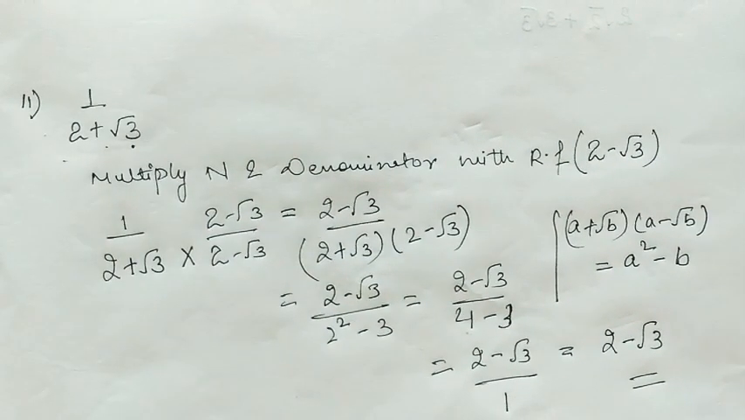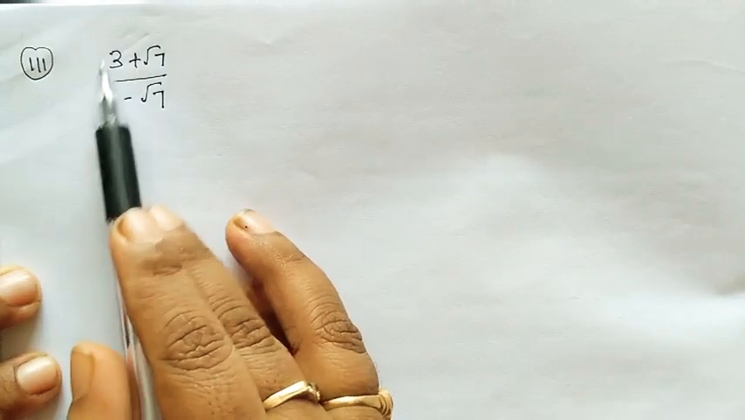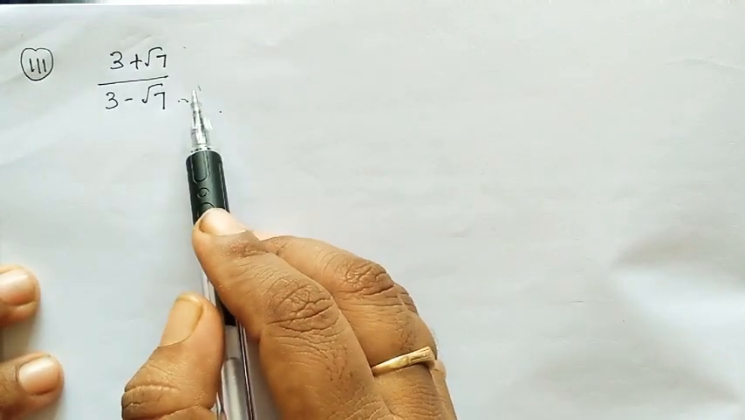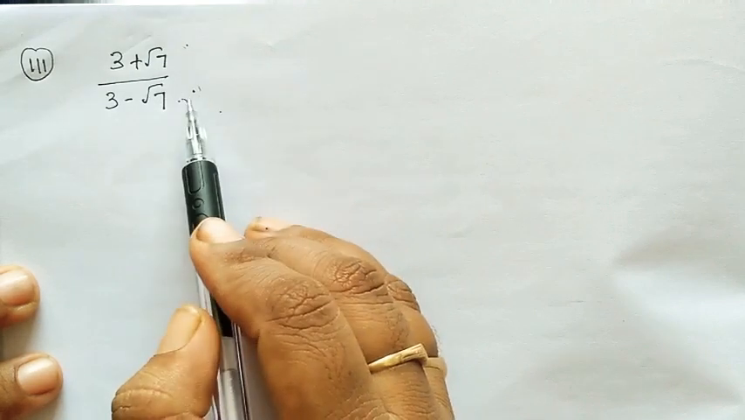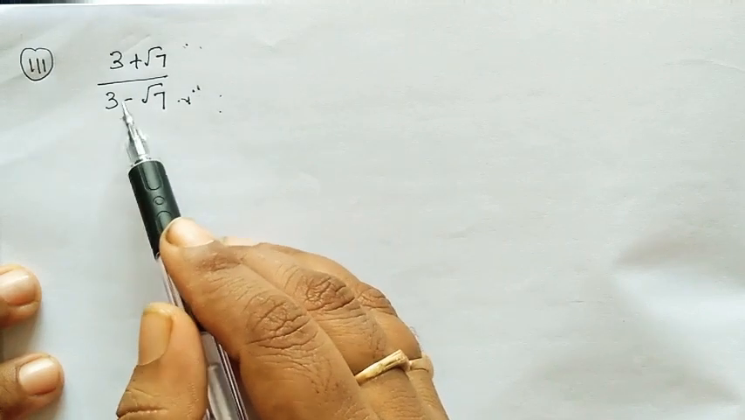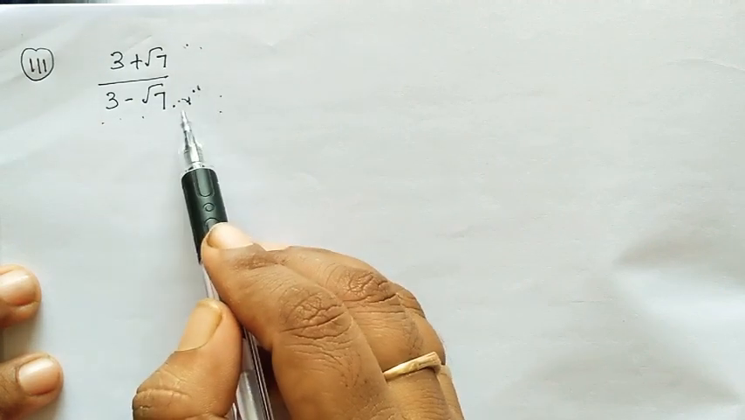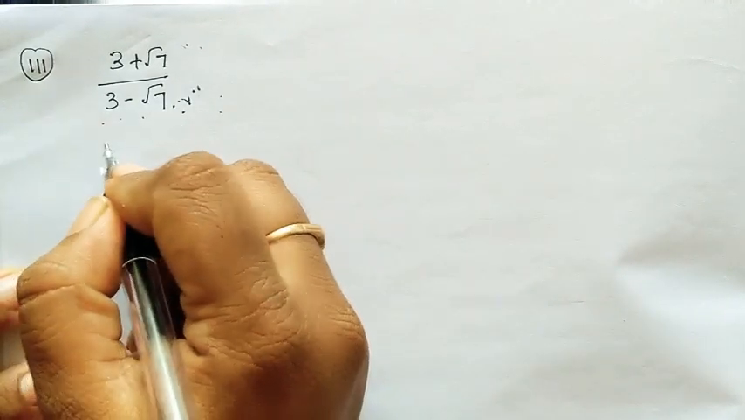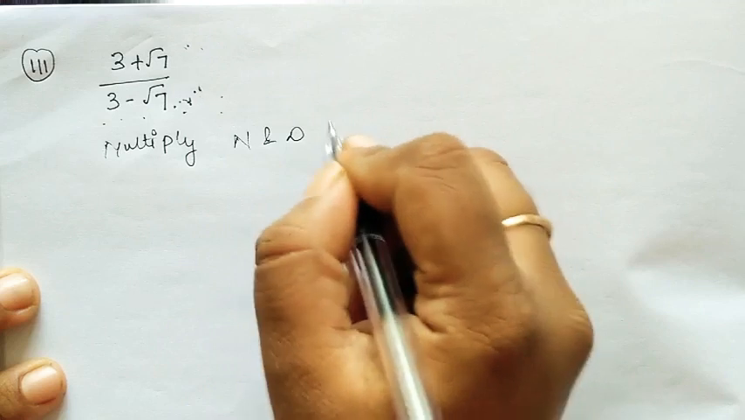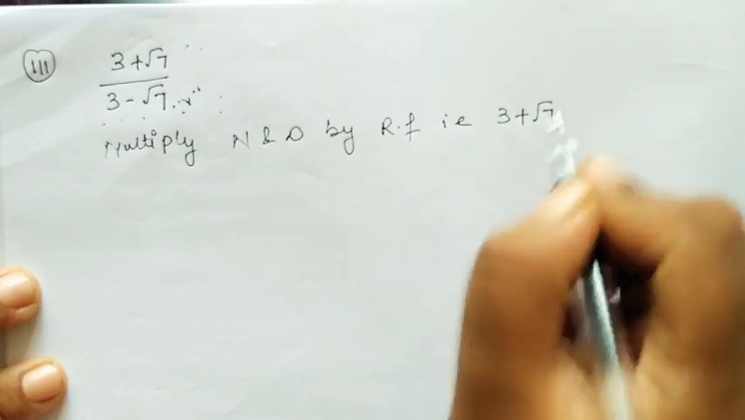Okay, to make you more clear, I'm just going to solve 2 more questions. So here we go. I have taken another example here. Again we need to rationalize the denominator. For that we need to multiply the numerator and denominator with its rationalizing factor, and the rationalizing factor will be the conjugate of this. The denominator is 3 minus root 7, so its rationalizing factor will be 3 plus root 7. So we can write here, multiply numerator and denominator by its rationalizing factor, that is 3 plus root 7.